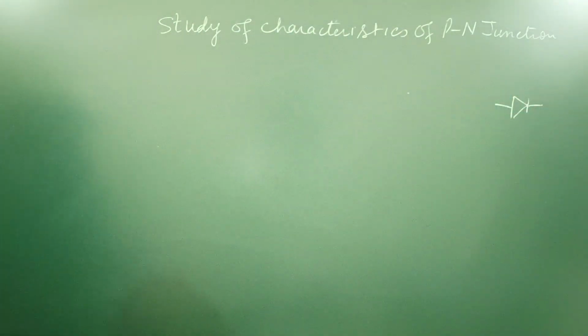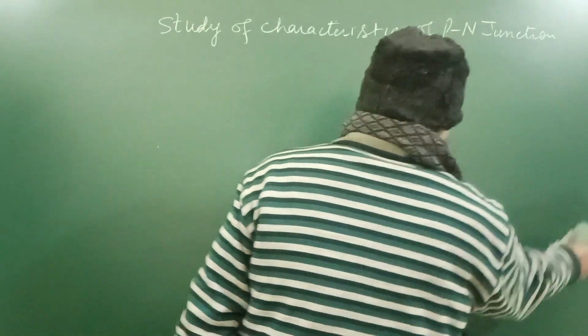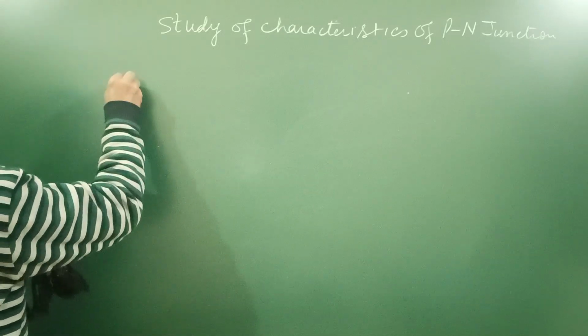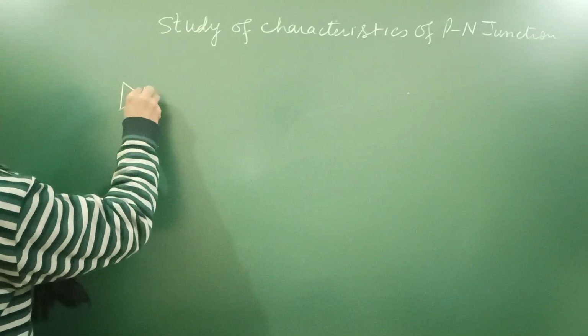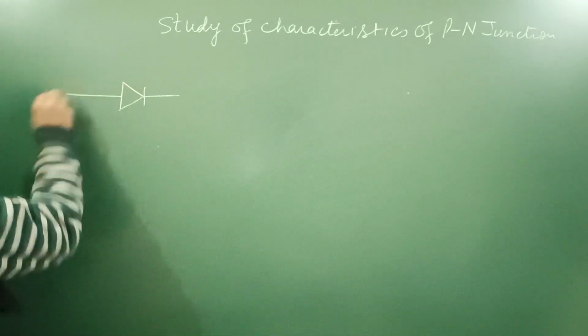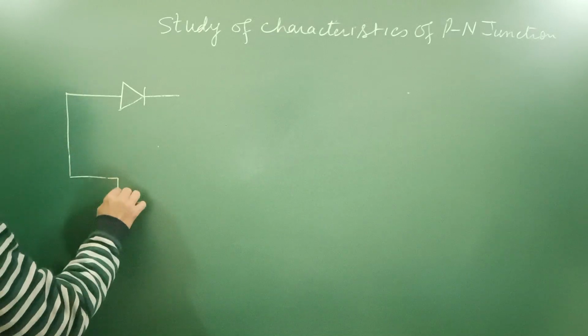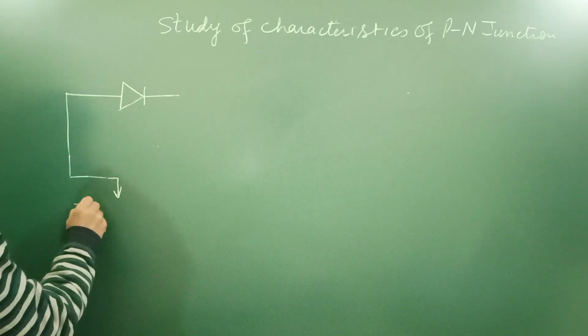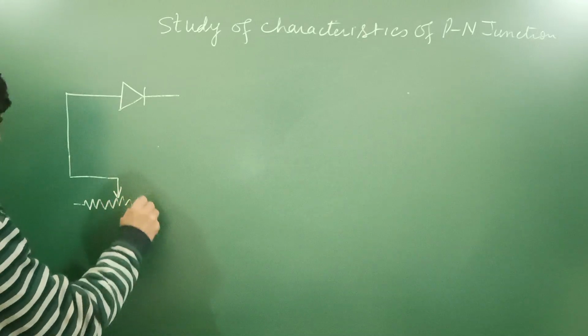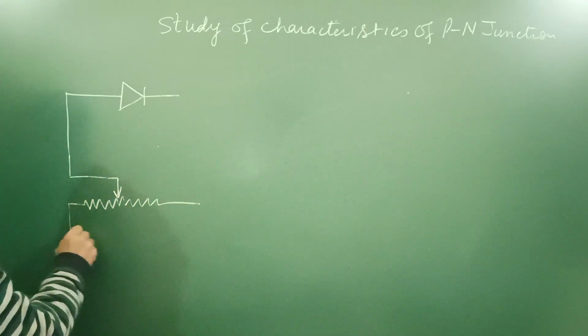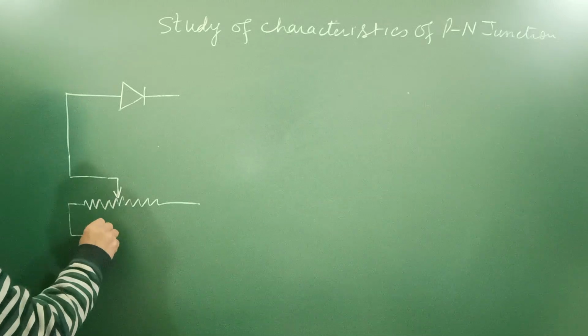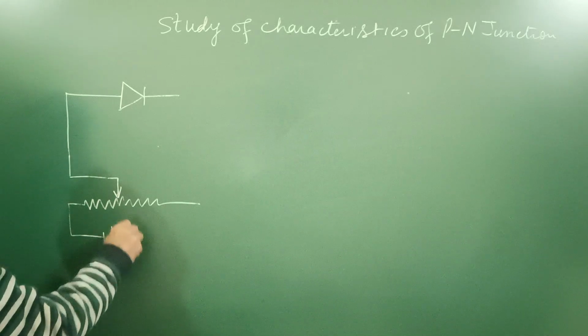So now there are two circuits for this, reversely biased and forwardly biased. So how to vary the voltage and current? Suppose here it is PN junction diode. Here we connect it in reverse bias. It is a rheostat here. The symbol of rheostat, and now I bias reversely. Negative, positive, negative, positive.